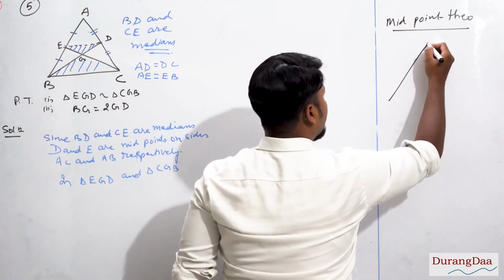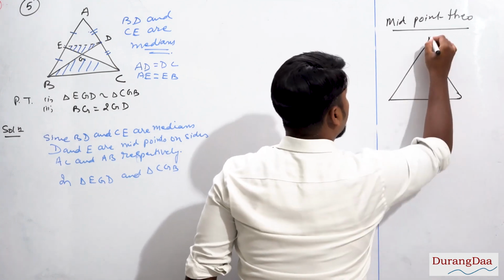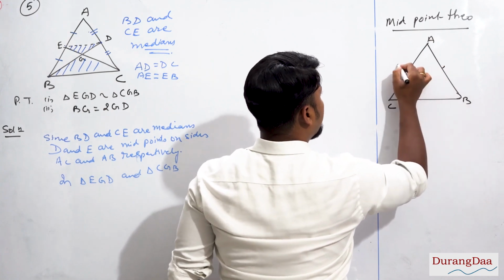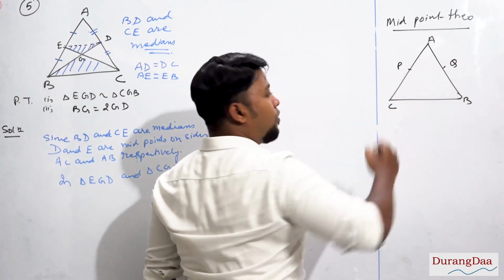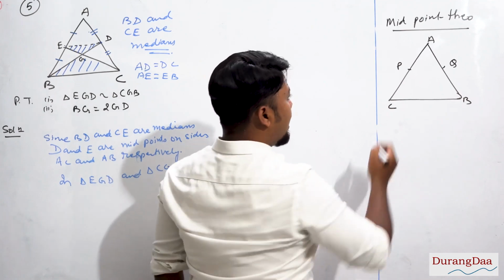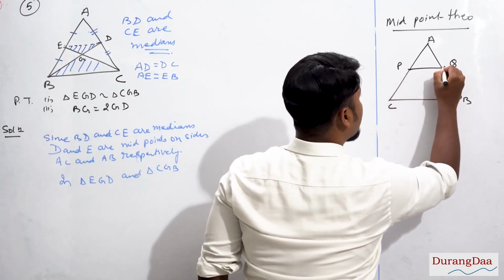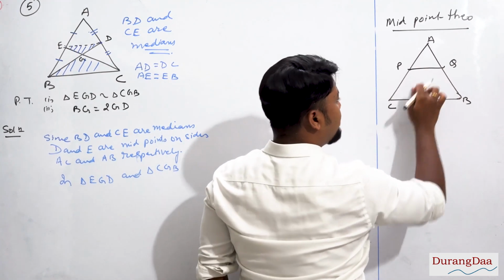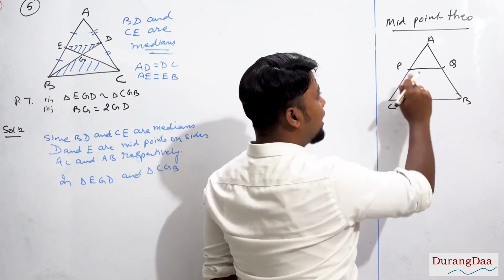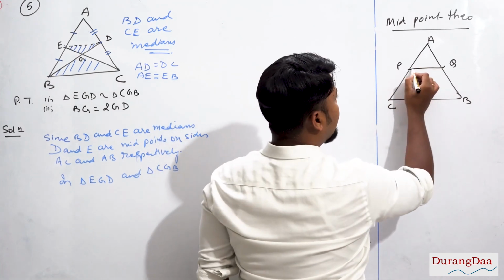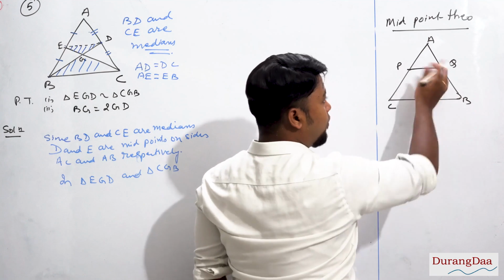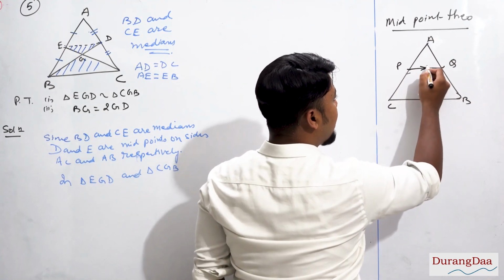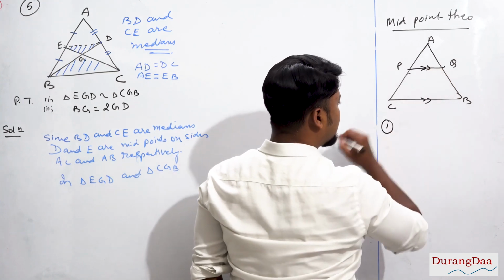The theorem states that if there is a triangle ABC, and suppose points P and Q are the midpoints of two sides of the triangle, and suppose there is a line connecting the two midpoints, then this line has to be parallel to the third side of that triangle. That is the midpoint theorem. That means if P and Q are the midpoints of two sides of the triangle, then the line joining the two midpoints should be parallel to the third side. That is the first result of this theorem.